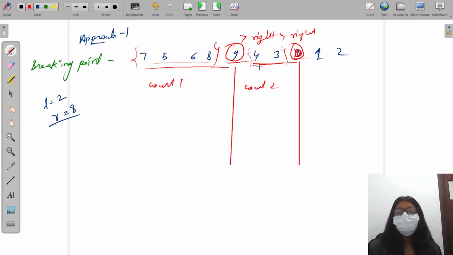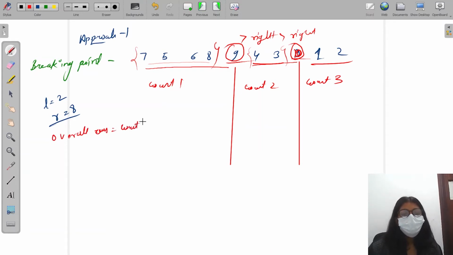So this gives me some count, and then this gives me some count, that is, let's say count 3. So my overall answer will be what? Overall answer will be equal to count 1 plus count 2 plus count 3. This will be my overall answer.